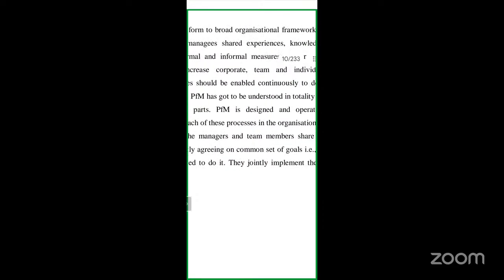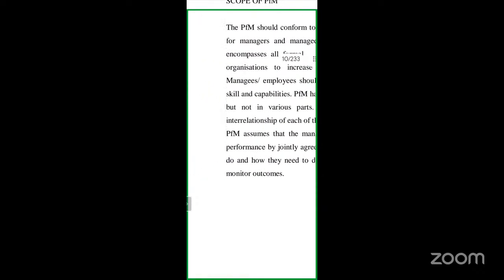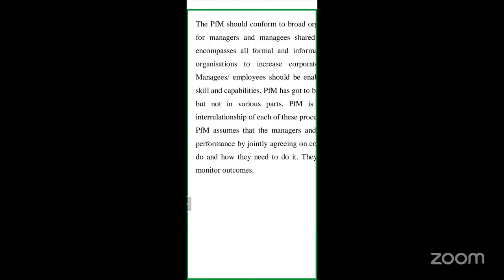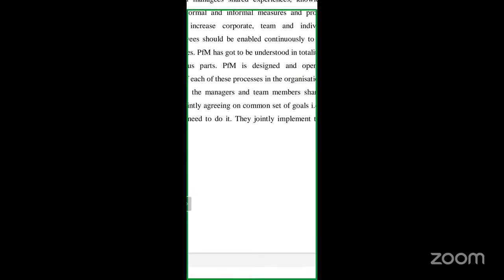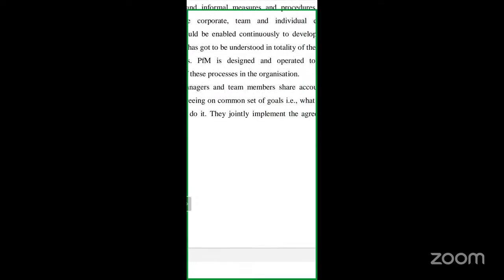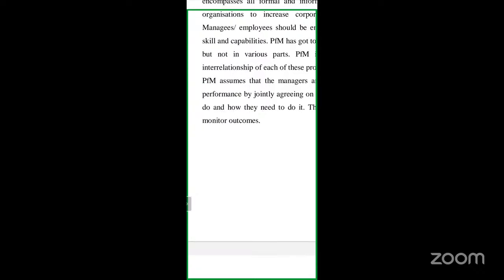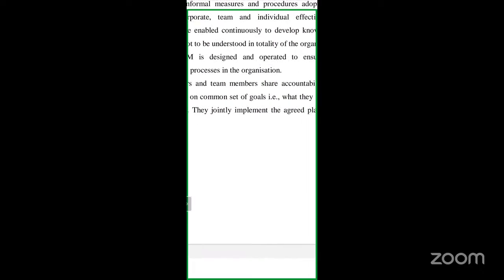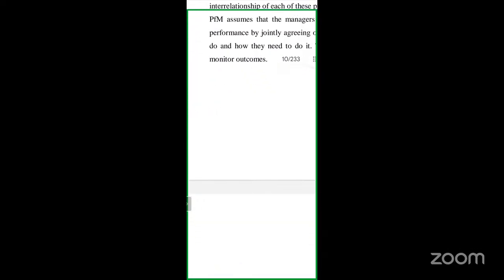Managers and employees should be enabled continuously to develop knowledge, skill, and capabilities. Either the managers or the employees or the teams have to be given frequent seminars or frequent technology updates so that they can improve their performance, and this will improve the overall performance of the organization. Performance management assumes that the managers and team members share accountability for performance by jointly agreeing on a common set of goals, what they need to do and how they need to do it. They jointly implement the agreed plans and monitor outcomes.